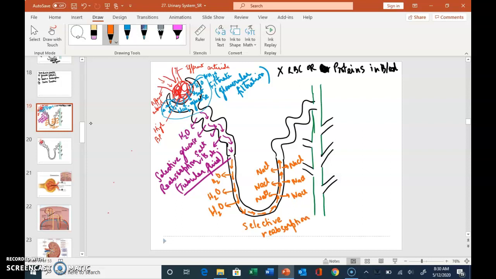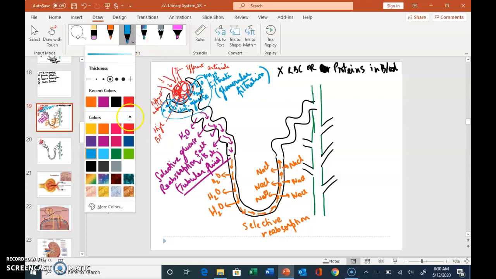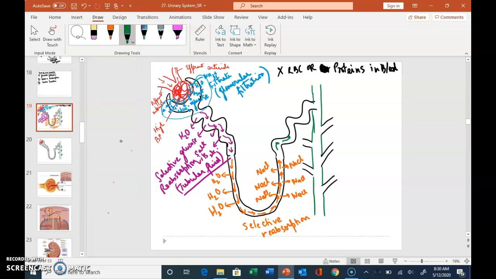The fluid now reaches the distal convoluted tubule, and at the distal convoluted tubule, what happens? The process of tubular secretion takes place.